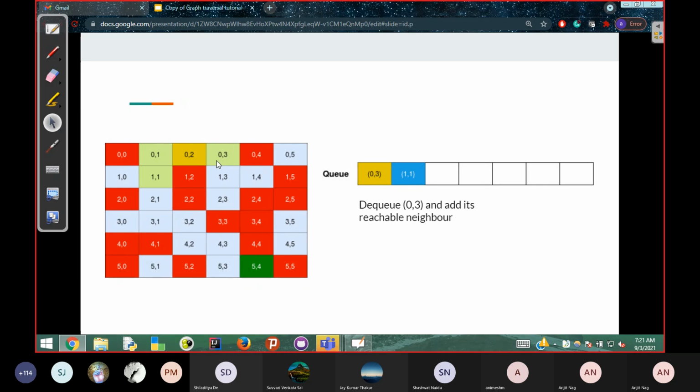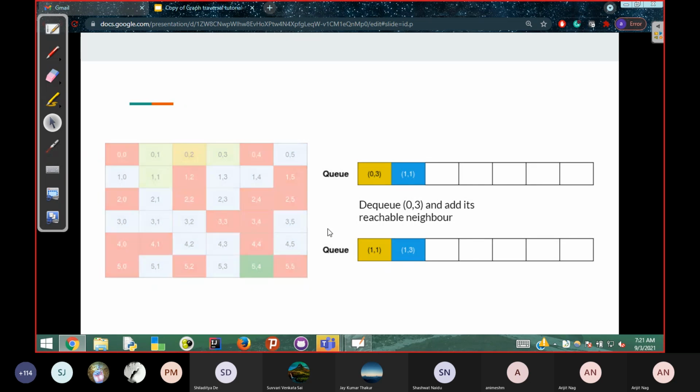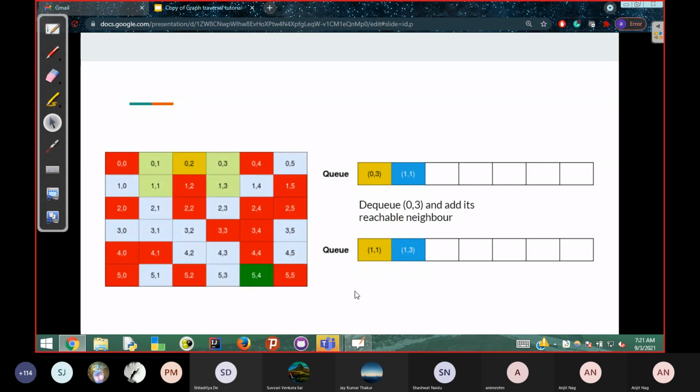We want to dequeue 0 1 and we want to add its adjacents. So its adjacents are 0 2, 0 4, and 1 3. Now among these three, 0 4 is an unstable node, so we don't want to add it. 0 2 is already visited, so we don't want to add it. So the only option left is 1 3. Okay, so we are adding 1 3 at the back of the queue, and also marking 1 3. So now this is the state of the queue.